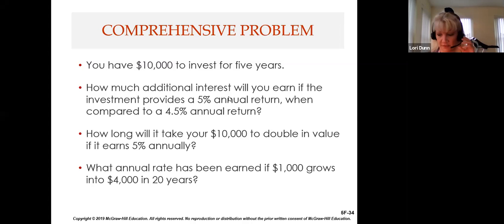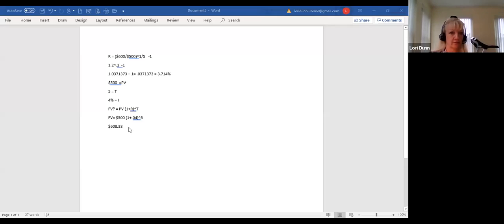Okay, everyone. Hopefully you finished that up. And we're going to take a look. So I'm going to stop sharing this and go ahead back over to Word, to take a look at each one of these. So the present value for each of these calculations is $10,000. The first scenario is compare.